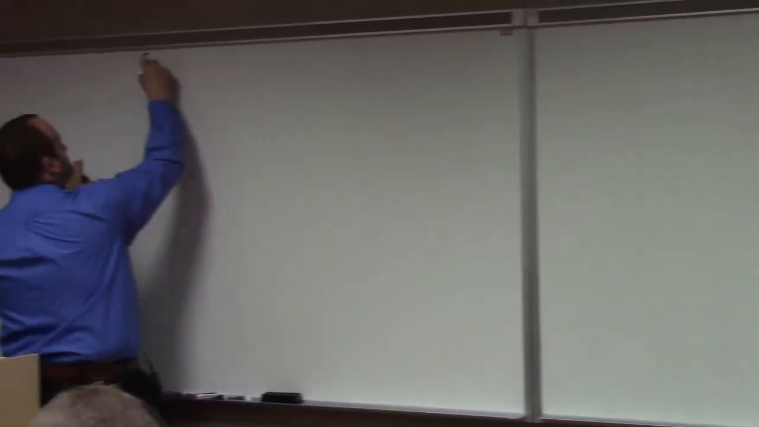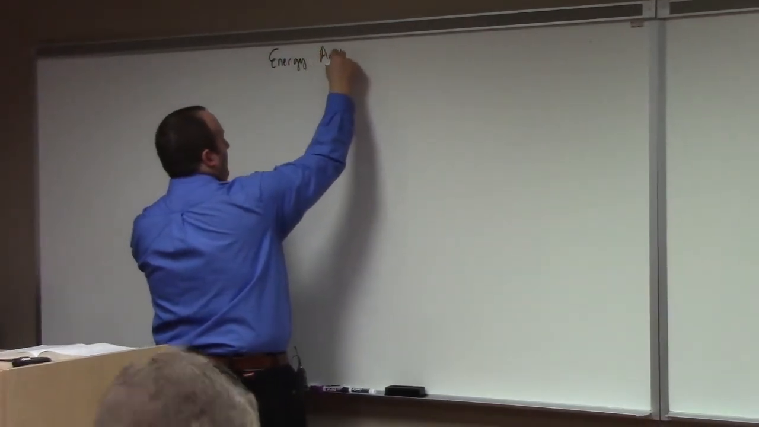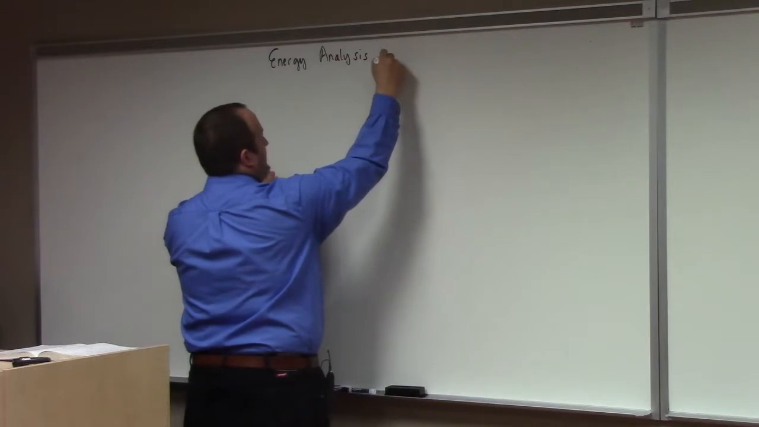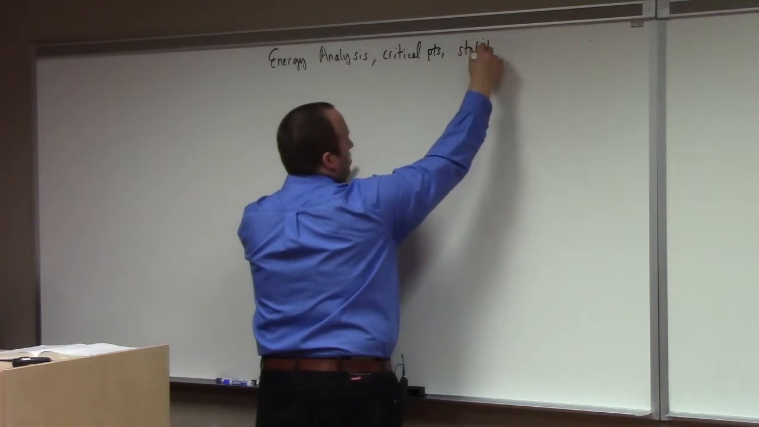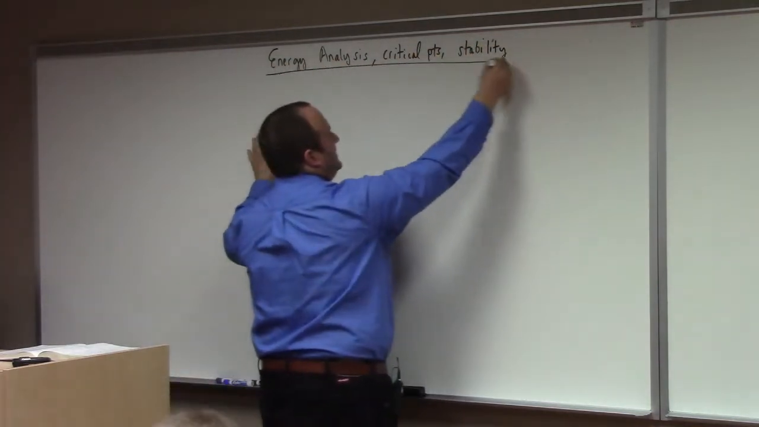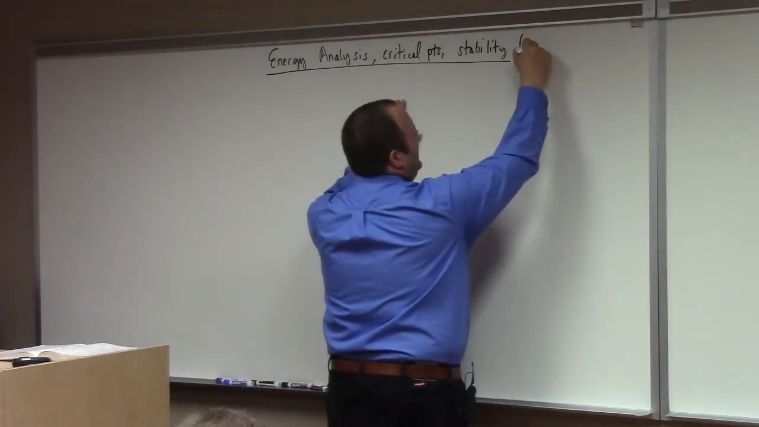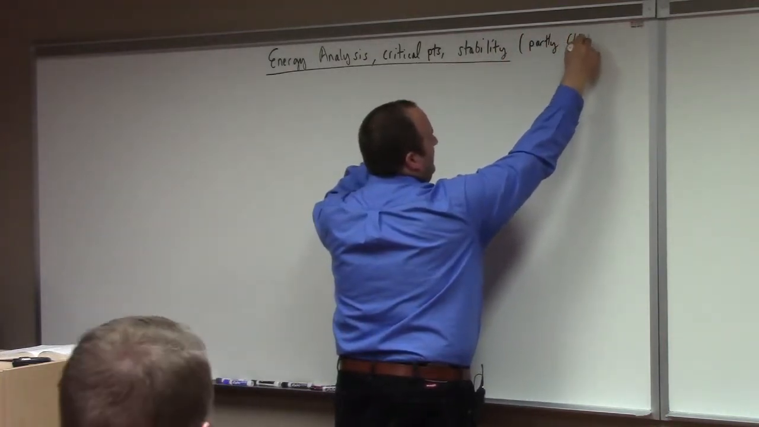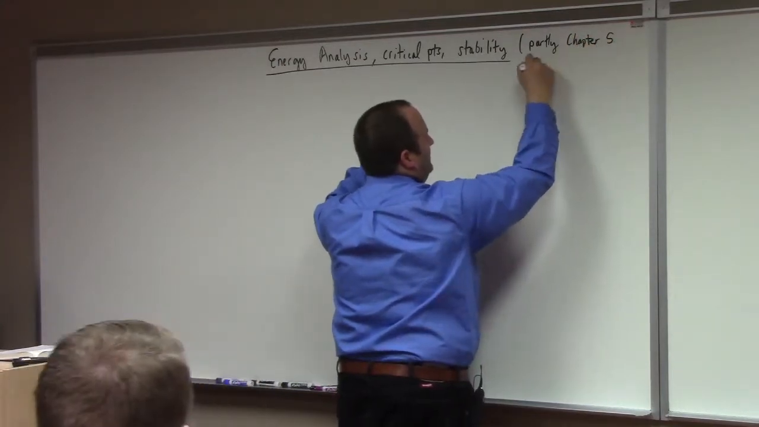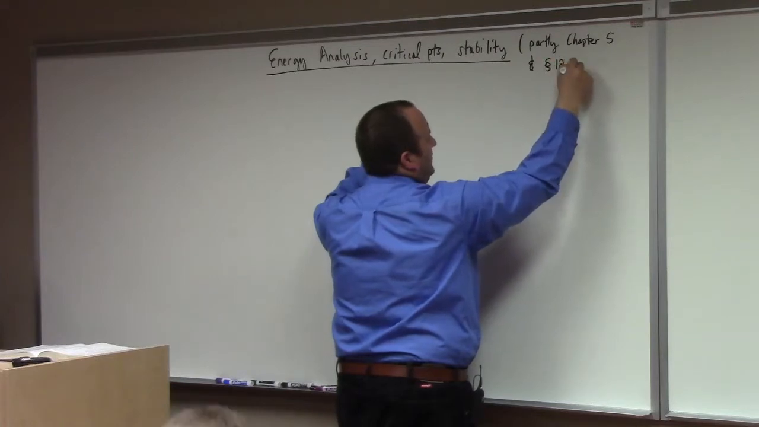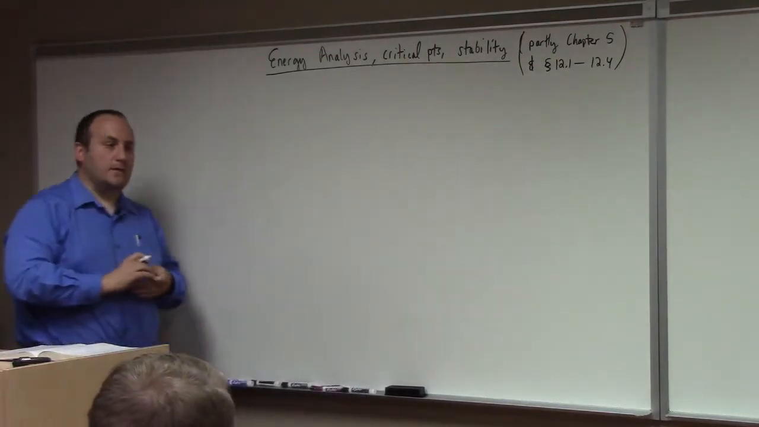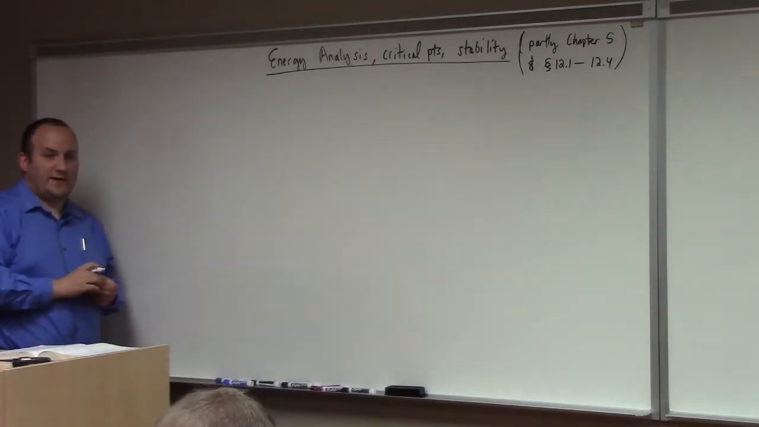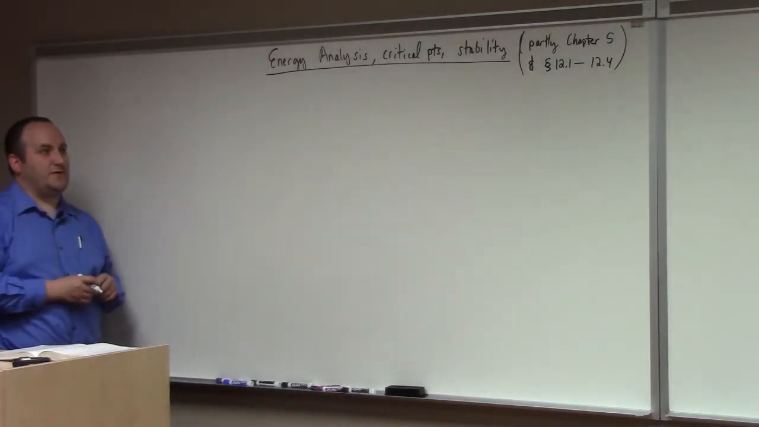So let's talk about energy analysis for a bit. Critical points, stability, all that jazz. This is partly chapter 5 and also sections 12.1 through 12.4 probably is where you might look in the book to see corresponding comments, all right? I mean, the story I tell is partly my own, so saying that would be good supplemental reading.